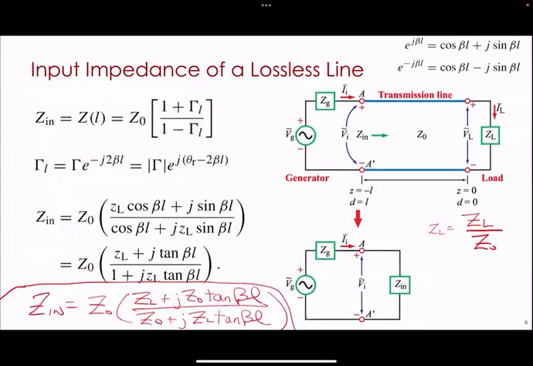The one we're going to use more is this for Z in. Now you can use this not just when you're going all the way back to the input. Instead of L here, you just put in wherever you are going back to. Like if this is your line and you want to go back to the middle, you can use this equation. You just go, well, whatever that distance is, what is L to get me to the place where I want to figure out what the input impedance is.